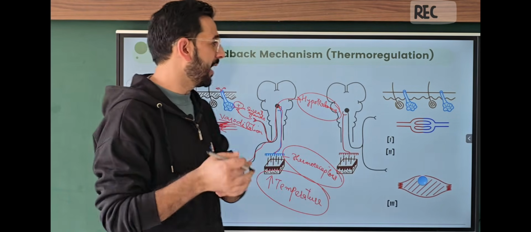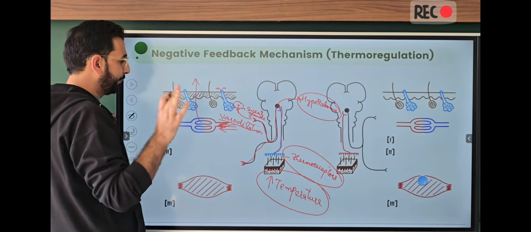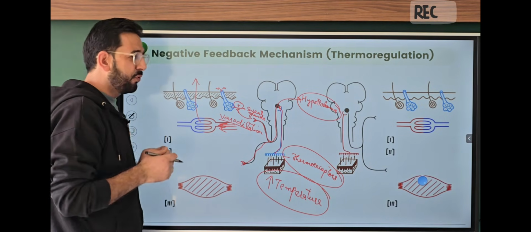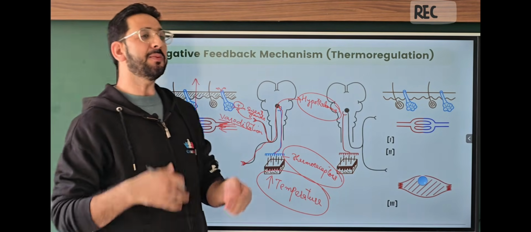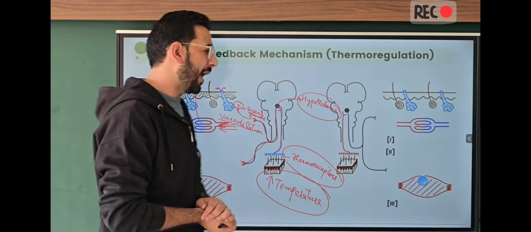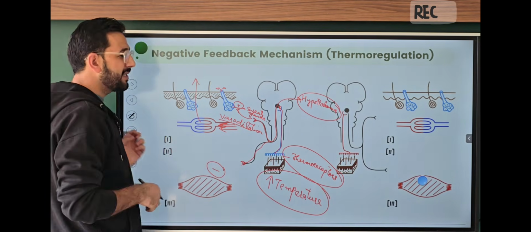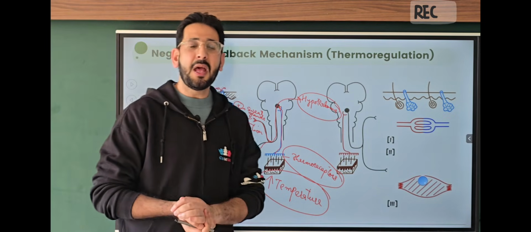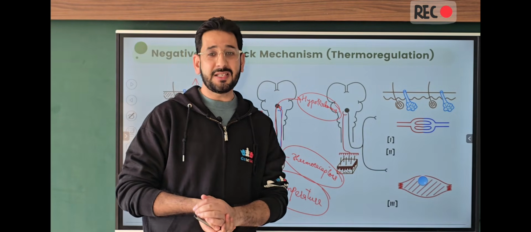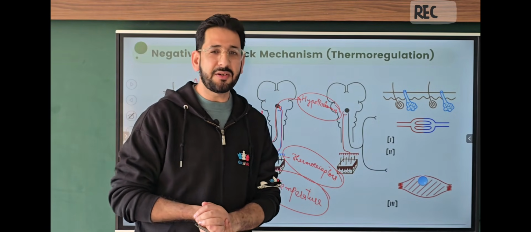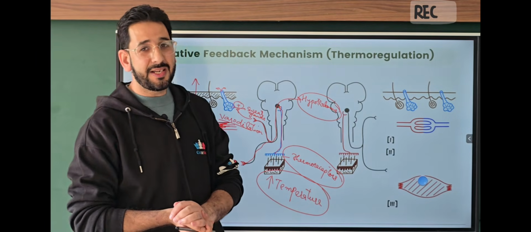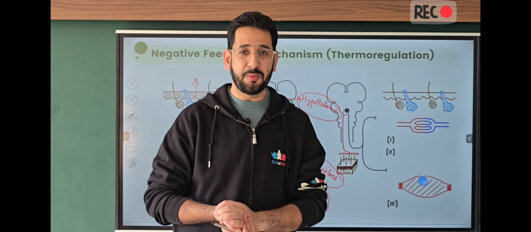cool down the skin. And then another thing is, we do not want to generate more heat in our body. So our hypothalamus tries to decrease the muscle contraction, and muscle contraction will be decreased. That means less heat will be generated, so we are maintaining the body temperature inside our body.